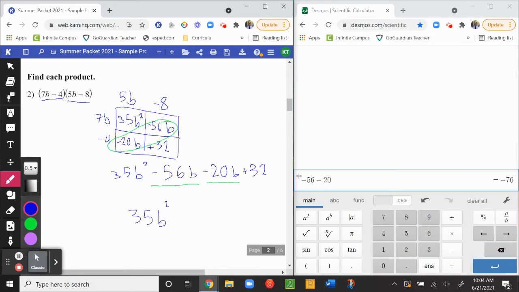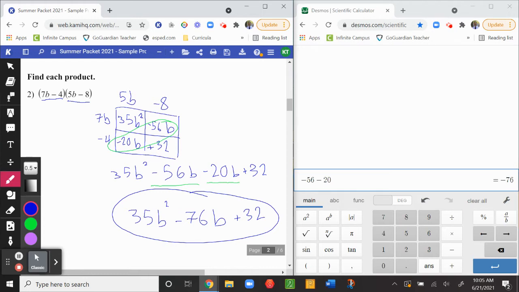These linear terms combined into negative 76b, and this constant stayed as plus 32. That's my final answer. The product of these factors is 35b squared minus 76b plus 32.